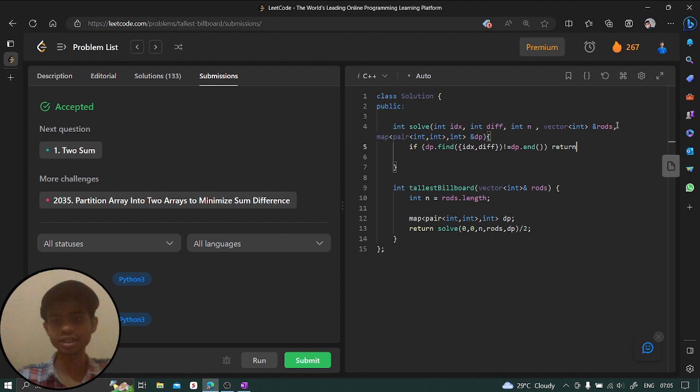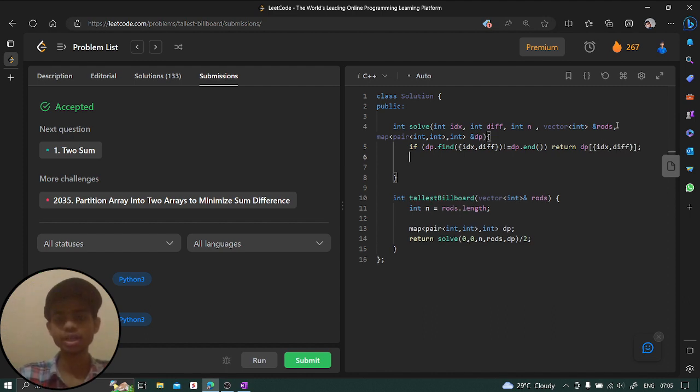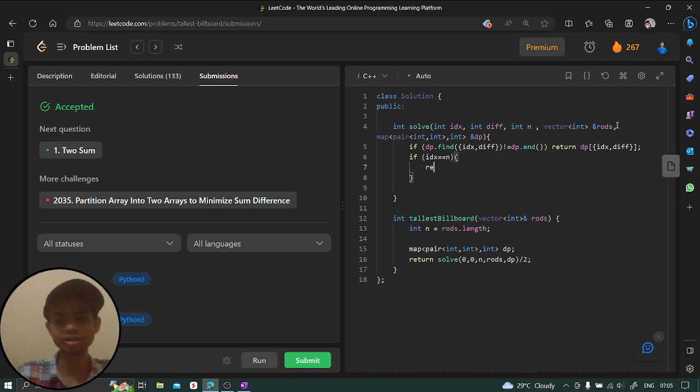So what I can say, I can say return dp of idx comma difference, right? If it is already explored, return directly this. But if it is not the case, that means we have to explore it, right? First of all, check if idx is equal to n, that means the last index. So first we have to return that particular thing. If difference is equal to 0, we are going to say return 0.